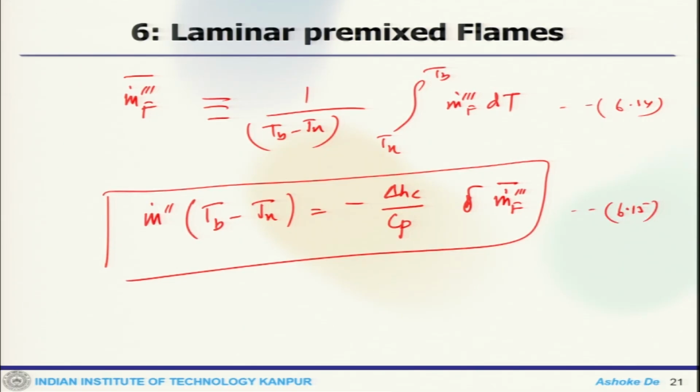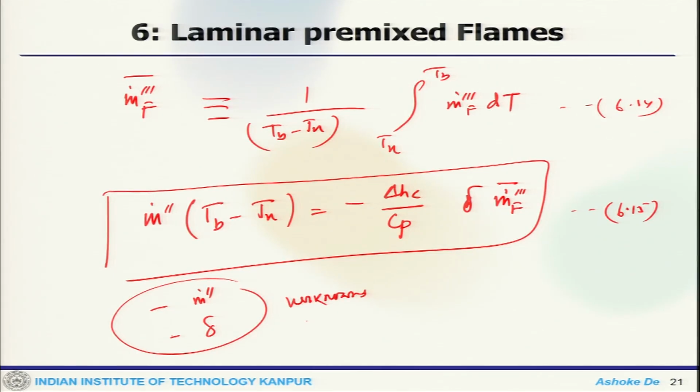Now, in this particular equation, if you look at it, there are two unknowns. Number one is m double dot, m dot double prime, and second is delta. So, we have right now one equation and two unknowns. That means to get the complete solution, we need one more equation.